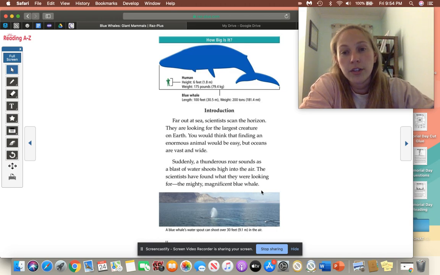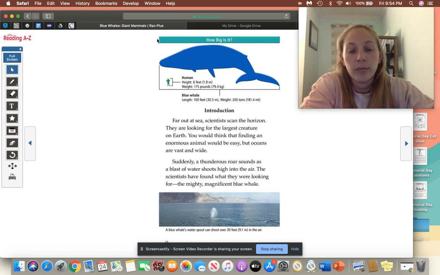Here's another key feature of a nonfiction book. They have diagrams with labels. They also have photographs with captions. This photograph is captioned, "A blue whale's water spout can shoot over 30 feet in the air." And this is showing how big the blue whale is.